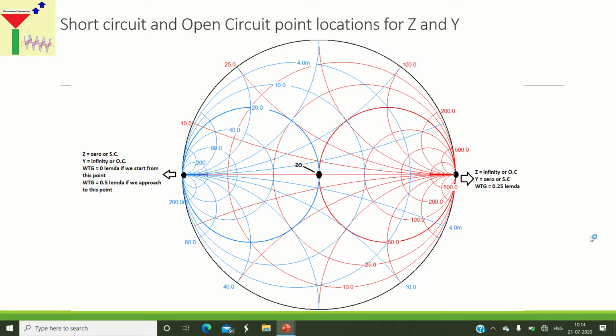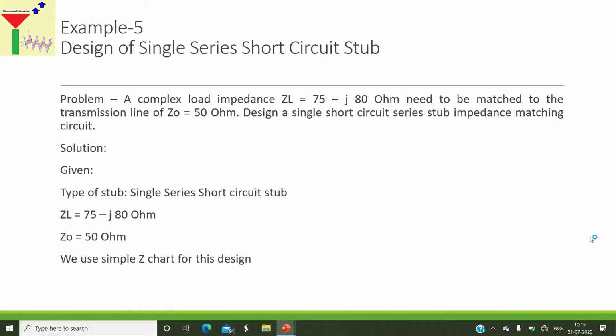Let us go ahead and see what is next. Now we will solve a typical example. The first example, example number 5 in the sequence, is the design of a single series short circuit stub.